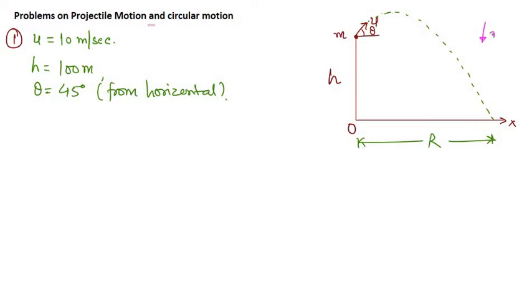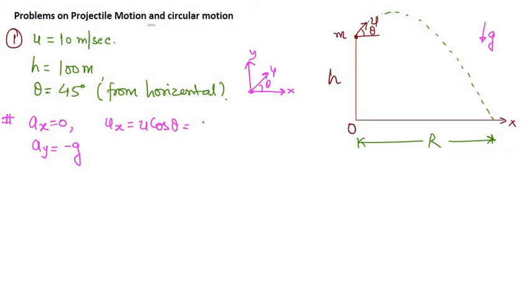So my g is in this direction, so let us write the equations of motion. My ax will be 0 because there is no acceleration in the x direction. ay is equal to minus g. Your ux will be u cos theta, because at this point it is u and this is theta, so this is your x-axis, this is your y-axis. So u is 10 meter per second, cos 45 degrees is 1 by under root 2.